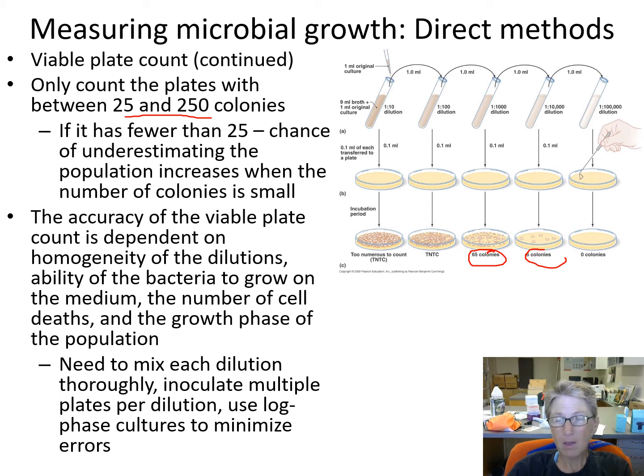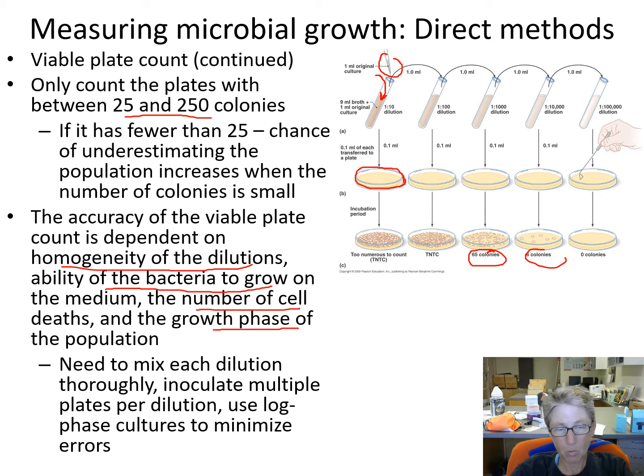The accuracy, how accurate it is to get the number of microbes in your original solution up here, depends on homogeneity of the dilutions. That means when you take a pipette and you put the microbes in your 9 mils, make sure you mix it really well so it's homogeneous. The ability of the bacteria to grow on the medium, so hopefully this media is what your bacteria likes to live on. The number of cell deaths also feeds into the accuracy of the viable plate count, and also the growth phase of the population.